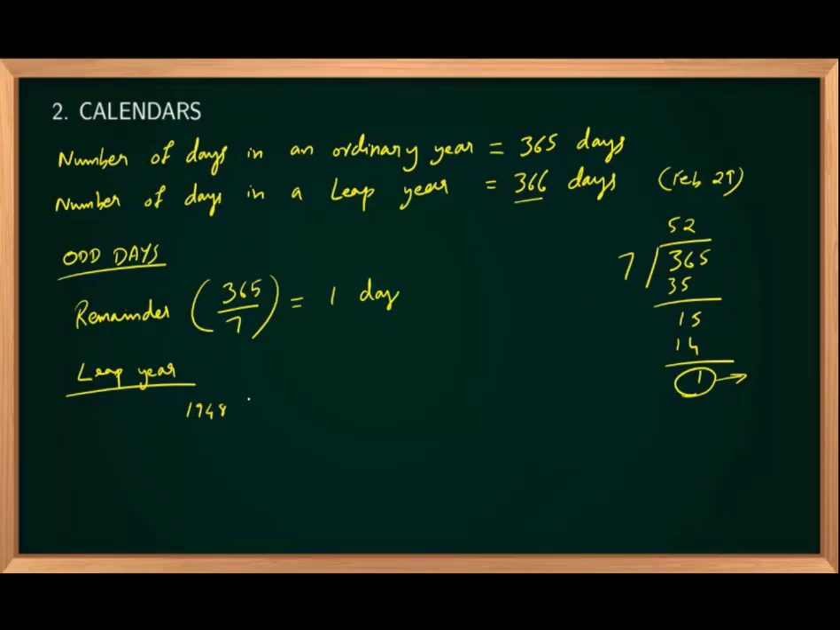To find a leap year, you just divide the last 2 digits by 4. If the last 2 digits are a multiple of 4 or divisible by 4, then that year will be a leap year. 2004, is 2004 a leap year? Yes. Last two digits divided by 4, it is divisible.